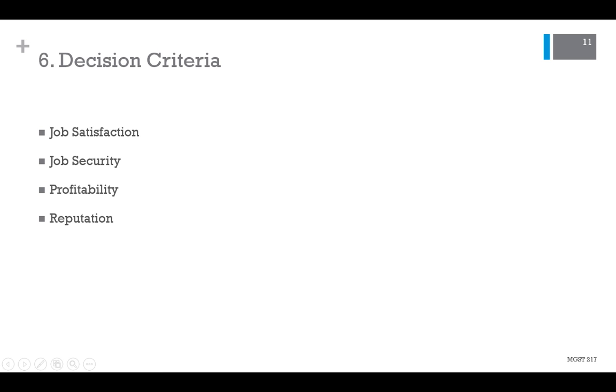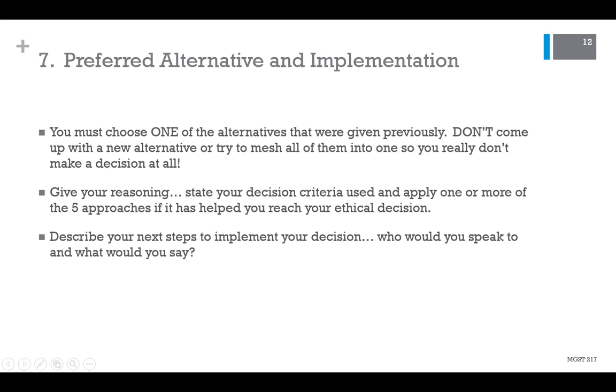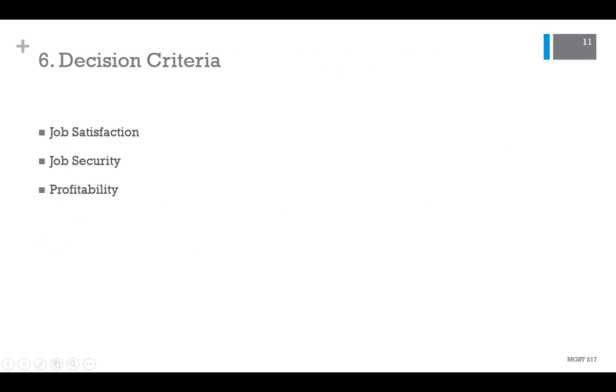So you can see that by matching up these decision criteria and applying different approaches, there is no one right answer here. You have to be able to just defend your choice based on the approach and the criteria. So let's go over here. Number 7, when you do your preferred alternative and implementation, the first thing you must do is choose one of the alternatives. So let's go back to section 5 here.